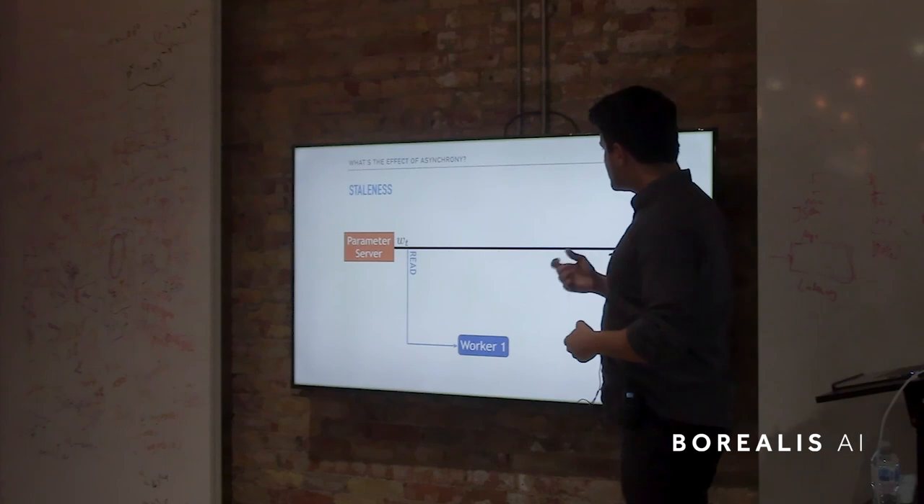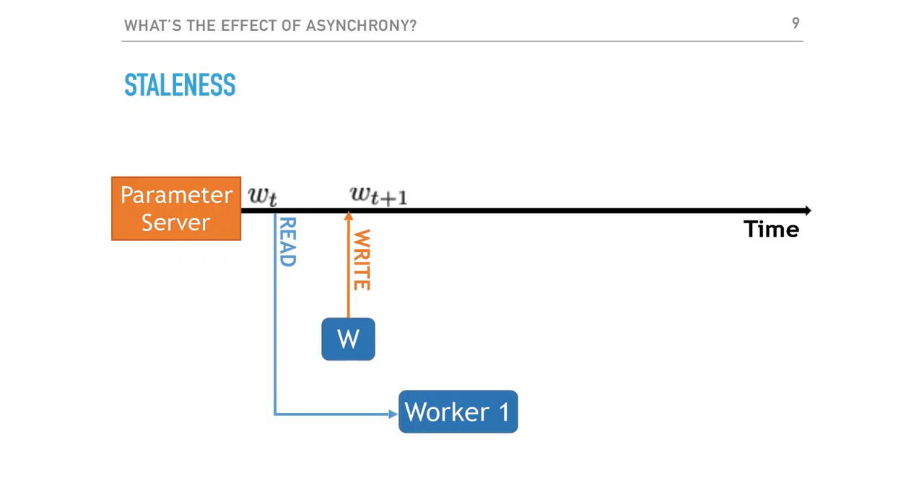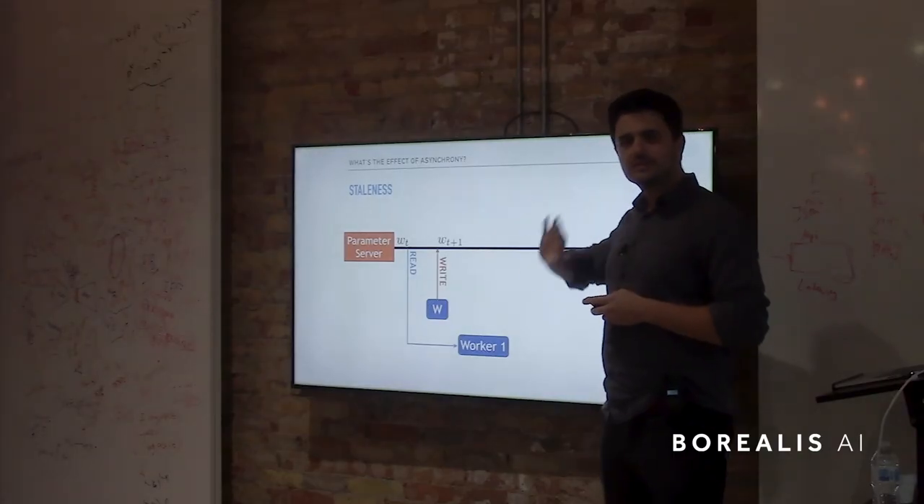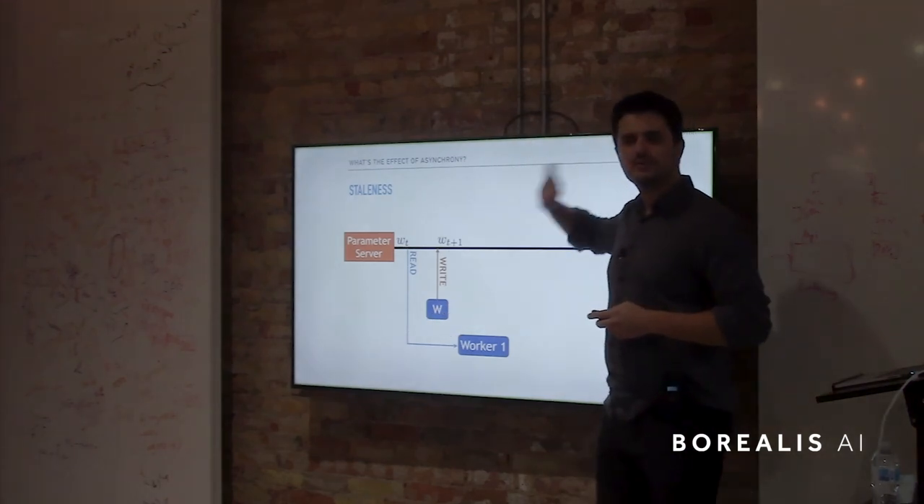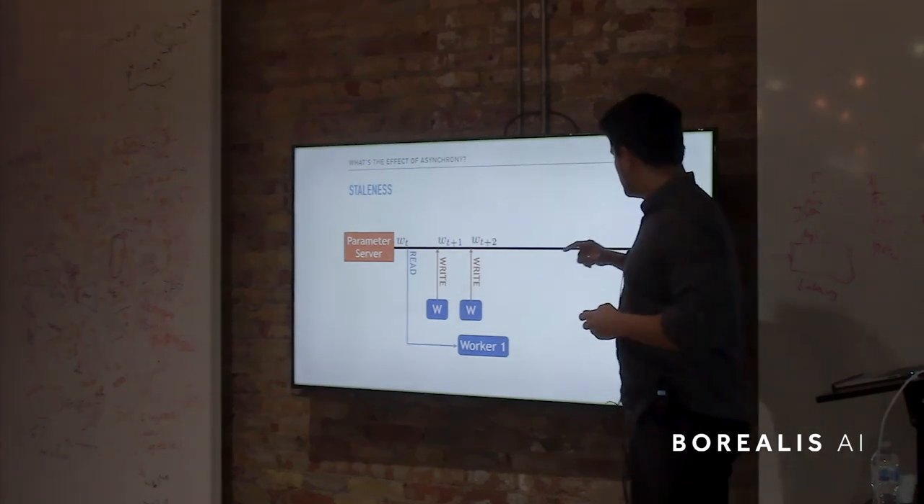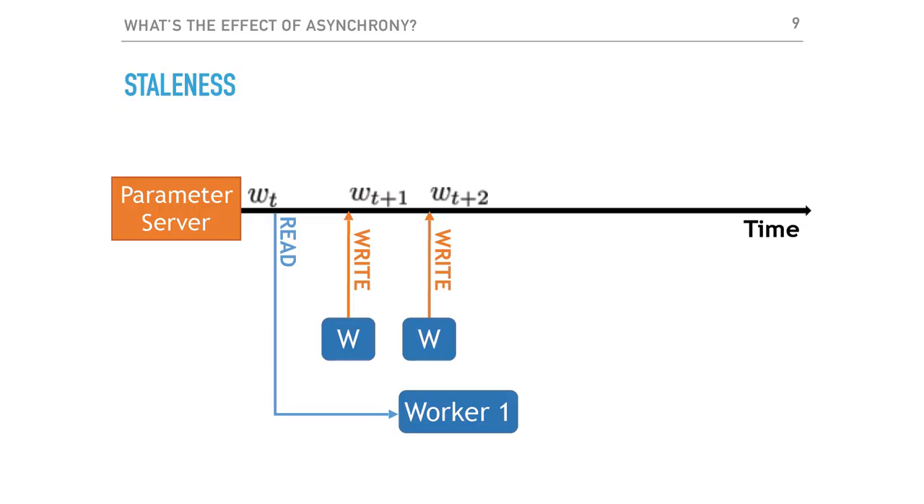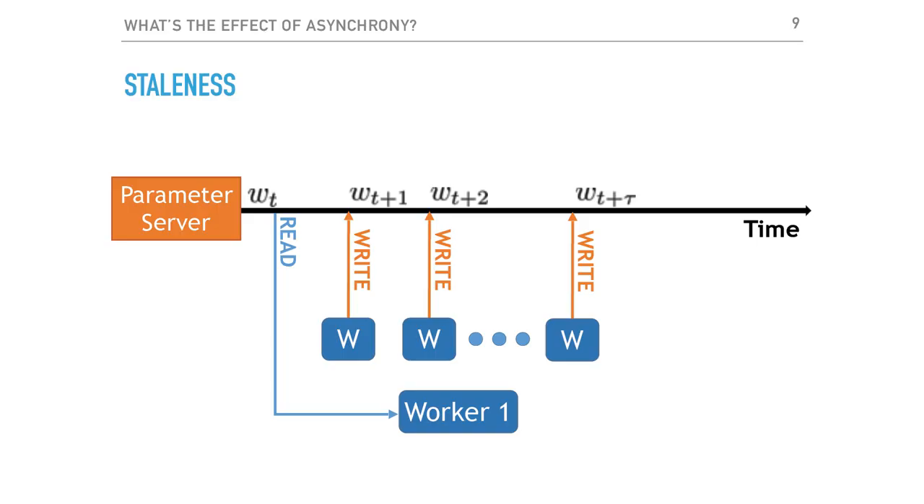What happens because this is an asynchronous system is that in the meantime, other workers are done with their individual iterations and are sending back their gradients to the parameter server. So worker two sends the gradient they've been computing to the parameter server. So the model changes to WT plus one. Worker three does the same, and the model changes while we're computing our gradient, right? So there's this whole thing.